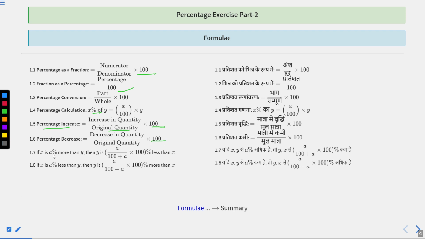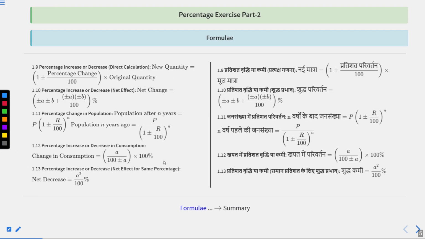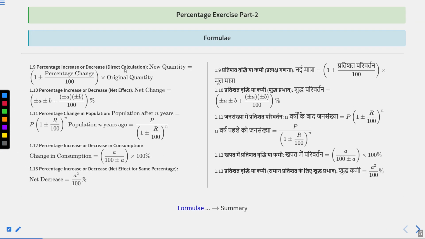Next one: if x is a percent more than y, then y is a upon 100 plus a, multiplied by 100, percent less than x. In that way, if x is a percent less than y, then y is a upon 100 minus a, multiplied by 100, percent more than x. Next, percentage increase or decrease, direct calculation: new quantity equals 1 plus or minus percentage change upon 100, into original quantity. Here plus or minus shows increase or decrease of the percentage.